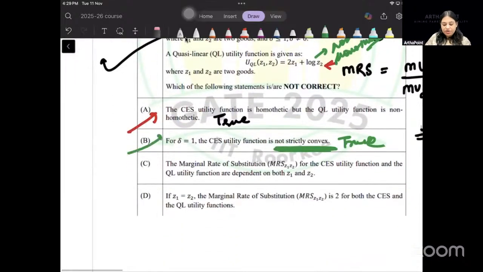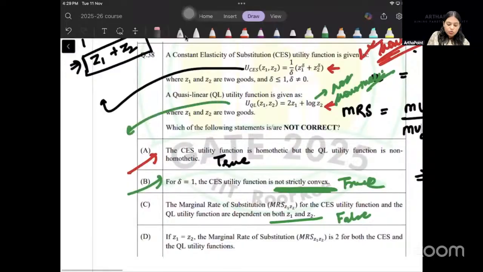Okay, statement number C. Is it true or false? The MRS for CES and QL utility are dependent on both Z1 and Z2. False. This is the same thing. We proved that this is only a function of Z2. It was not a function of Z1 and Z2. So we have proved this already. Right? Come to the next question.